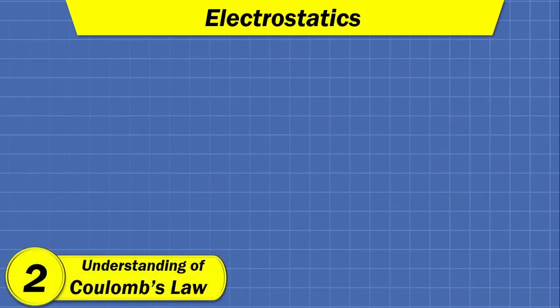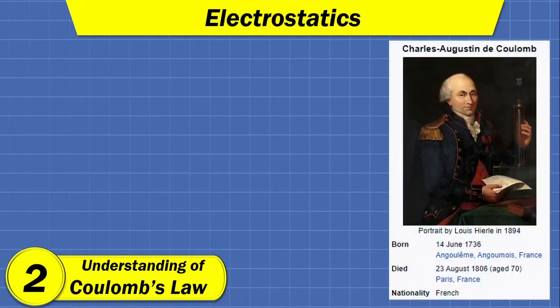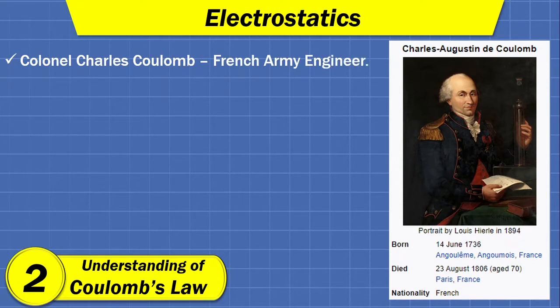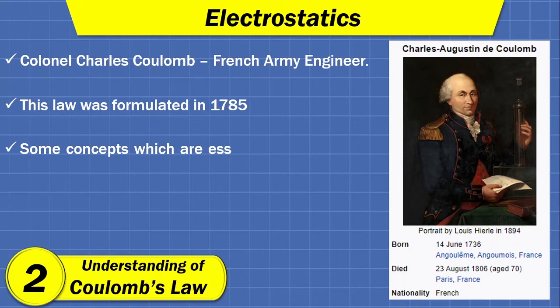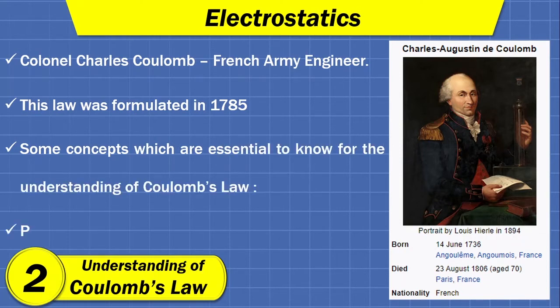Today we are going to learn the very fundamental law of electrostatics, which is known as Coulomb's law. Just for reference, Charles Coulomb was a colonel and a French army engineer, and this law was formulated by him in 1785. Some concepts which are essential to know for the understanding of Coulomb's law are point charge, charge on atom, and what is 1 coulomb charge. So the first point is point charge.